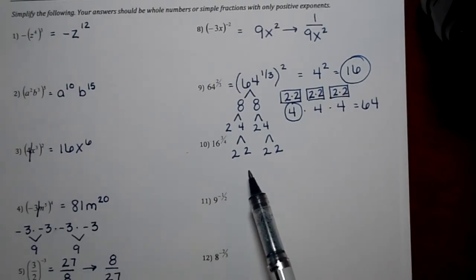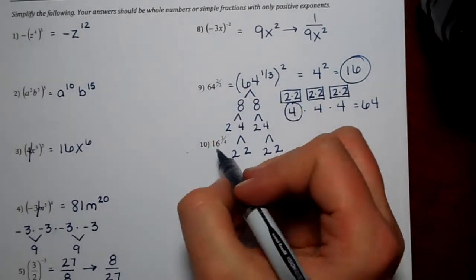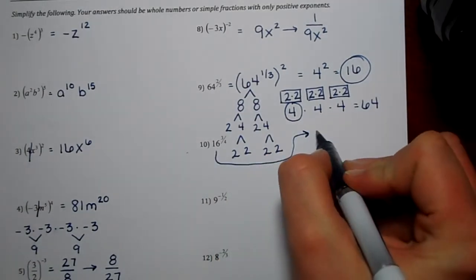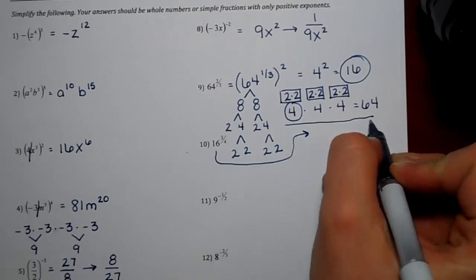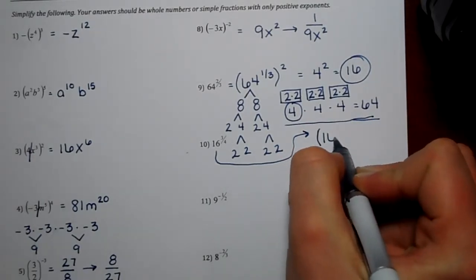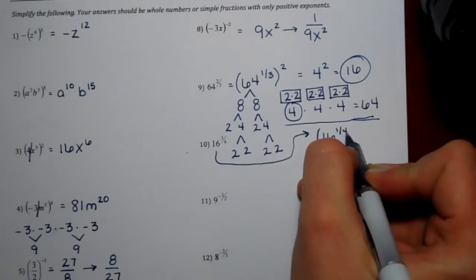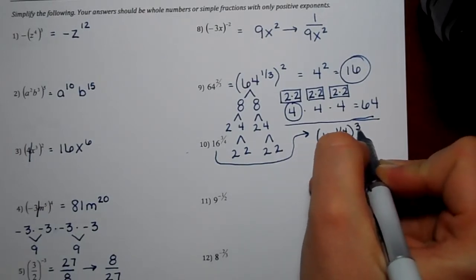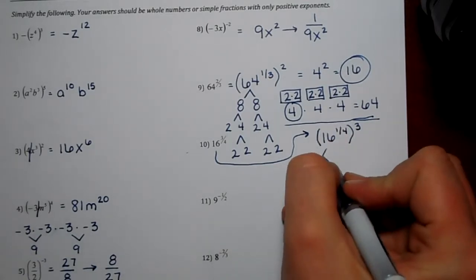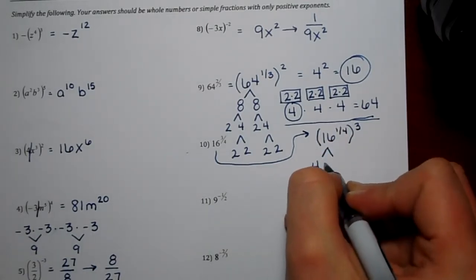So now knowing that, let's take a look at question number 10. I'm going to have to move this over here a little. Just like I did before, I'm going to start by rewriting that exponent. So I'm going to write this as 16 to the 1/4, and then that to the power of 3. And to break 16 into 4 equal factors, I'm going to make a factor tree.